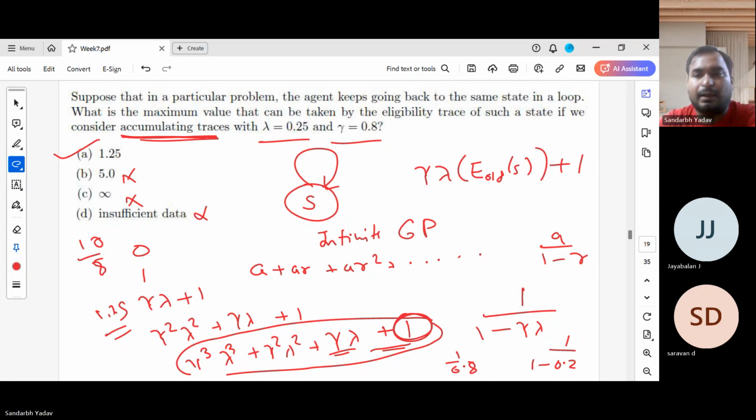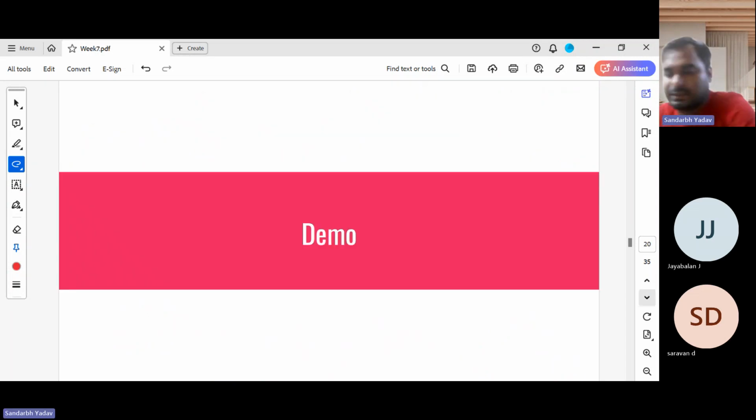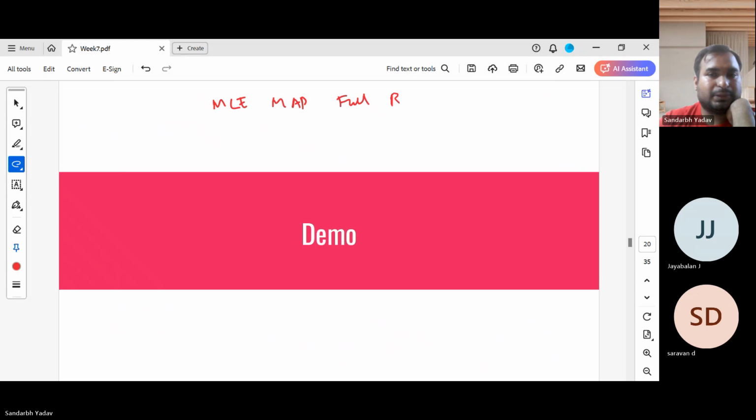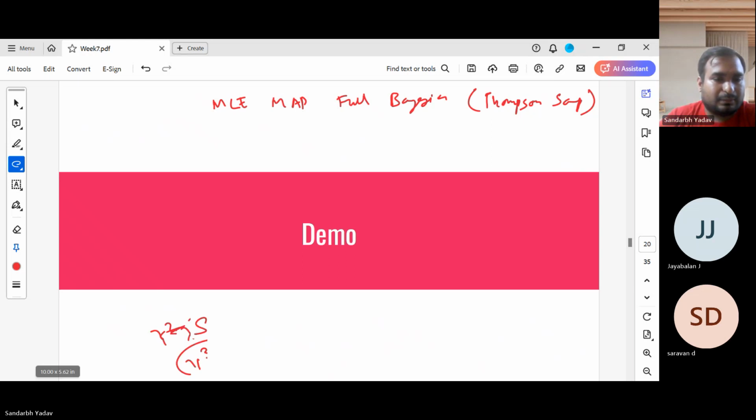Okay, then we are at the end of this section. So now we will move to the demo. As I have told before, there will be two demos. First will be MLE, MAP, and full Bayesian, and this full Bayesian is basically what is known as Thompson sampling. And then in the second demo, we will have Sarsa lambda, both accumulating and replacing.